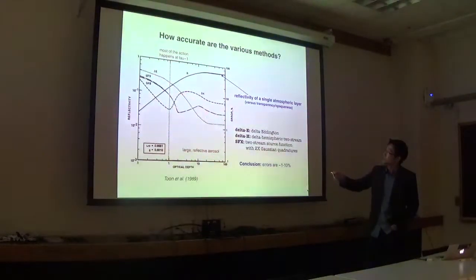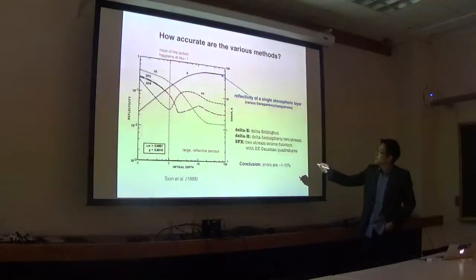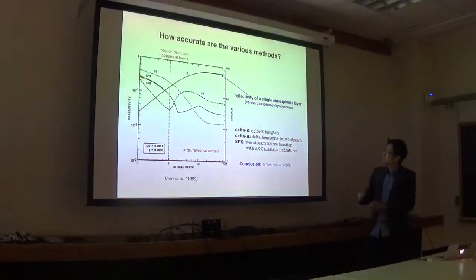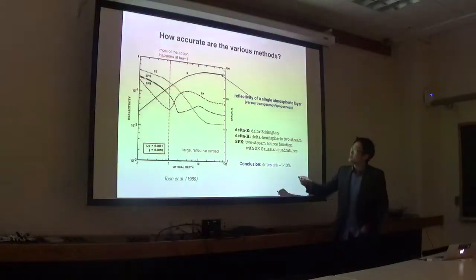Shown here are 3 different techniques. This is the delta Eddington, where, remember I told you, you put a delta function in the scattering phase function to deal with strongly peaked scattering. The delta hemispheric 2-stream is a combination of the regular 2-stream with this delta treatment. The 2-stream source function is what I described earlier in the talk, a hybrid between solving the equation directly and inserting the 2-stream solution into the integral term. And these are the different errors.